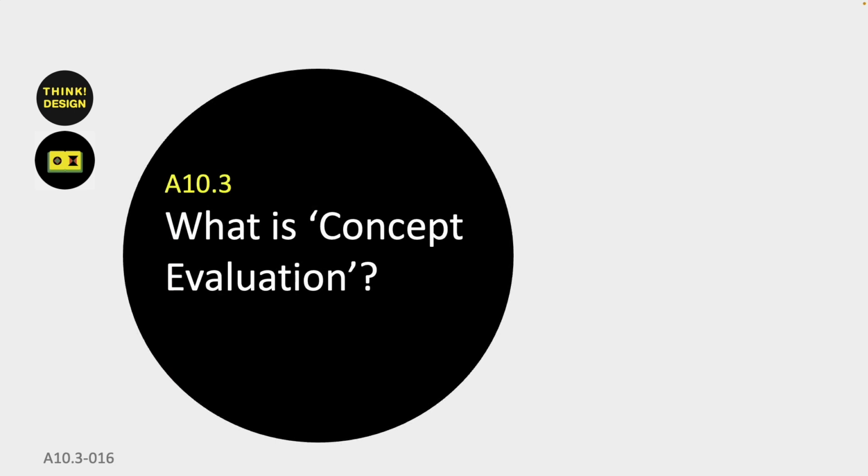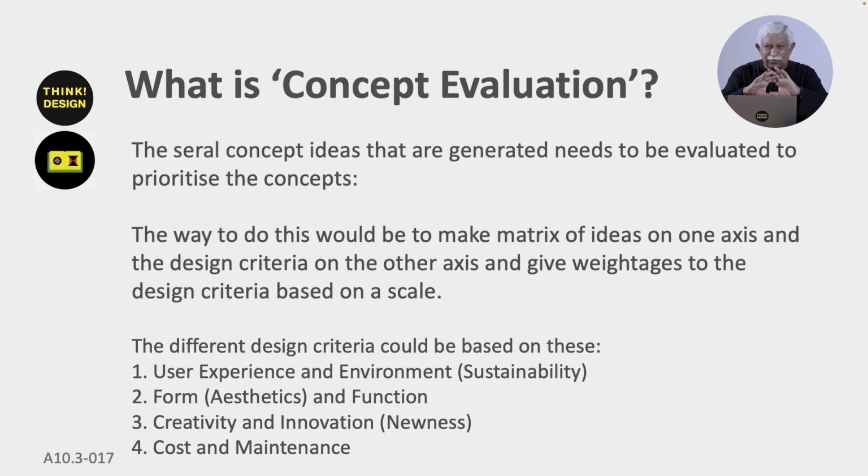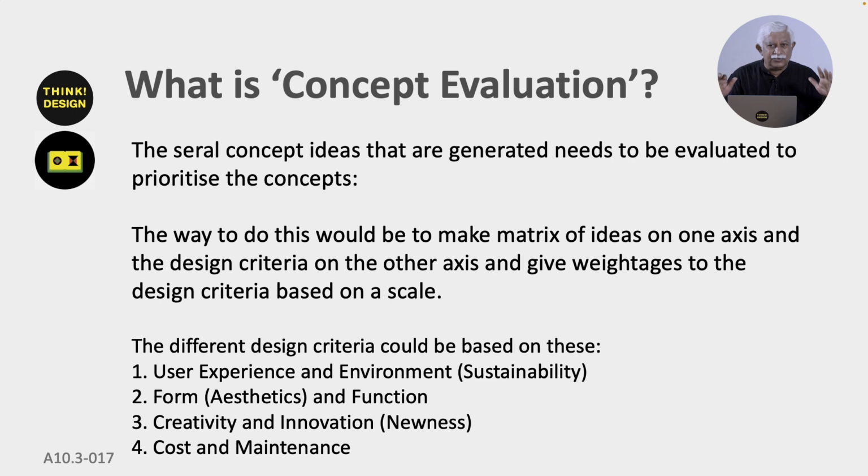You now have a kitty of concepts, many concepts together. Now you want to prioritize them, and how do you evaluate them? We'll again look at an extremely simple way of doing it, so that they can be evaluated and prioritized, and the top ones you can take forward. The way to do it would be to form a matrix. You have ideas on one axis, maybe idea 1, idea 2, idea 3, and you have the characteristics that you want in the product on the other axis.